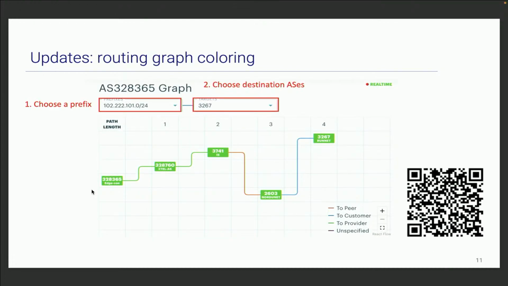First thing, it is our connectivity graph. Our graph represents information about the propagation of a prefix from the origin AS to the target ASs.